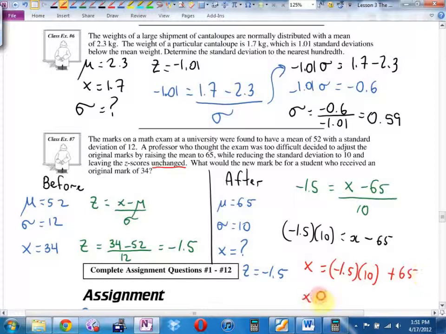What's he going to get? Passes? Goes from 34% to passing. Okay. 50%. Raise him to a pass.